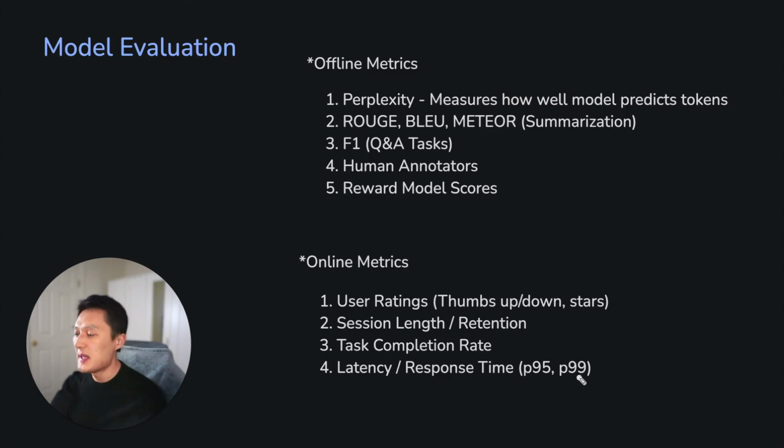Then we need to be able to measure how this actually performs once it has been integrated into the application like ChatGPT. And the online metrics that we want to track are things like the user ratings, so thumbs up, thumbs down, stars, session length, the user retention, session retention, task completion rate, and then we also think about some software metrics, things like latency and response time, the P95 and P99.